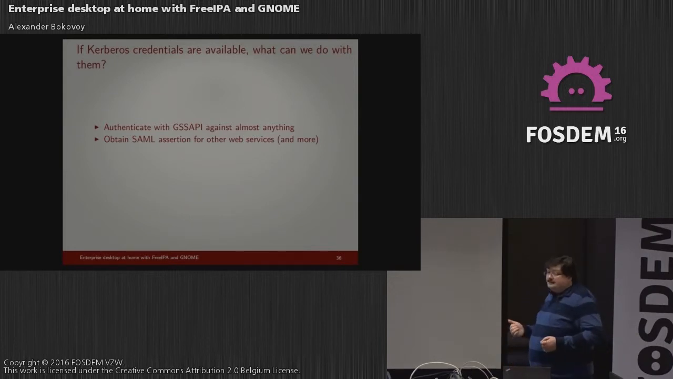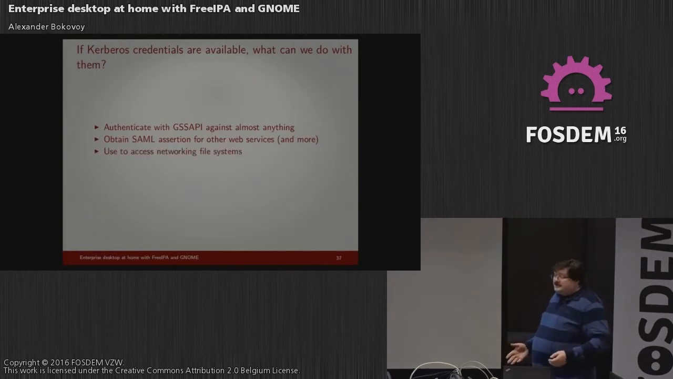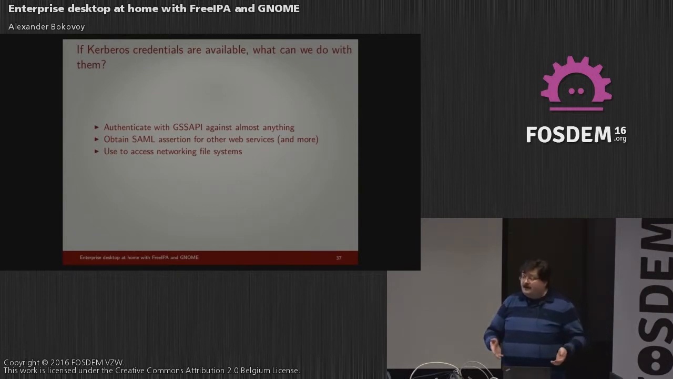I can obtain some assertion for other web services. That's already enterprise opinion, but I will show you how this works. I can access network file systems like CIFS, SMB, and NFS4 using that ticket already if I have this configured in the environment. Again, for those, I don't need to enter my credentials. As if it's a miracle, but it's a normal thing that should happen.